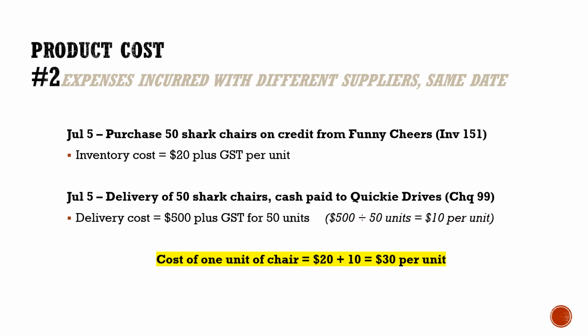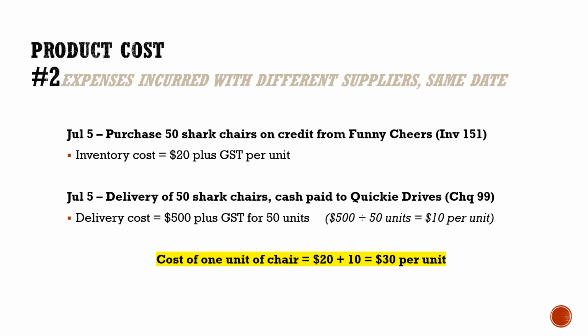Here's scenario number 2, where expenses were incurred with different suppliers on the same date. On the 5th of July, we have purchased 50 shark chairs on credit from Funny Chairs, with the inventory cost $20 plus GST per unit. On the same date, July 5th, we have paid for delivery of 50 shark chairs, and this was paid to Quickie Drives, with the reference number check 99, and the delivery cost was $500 plus GST for the 50 units.